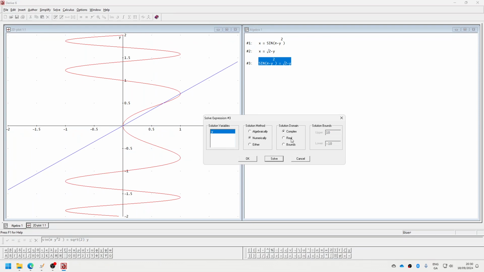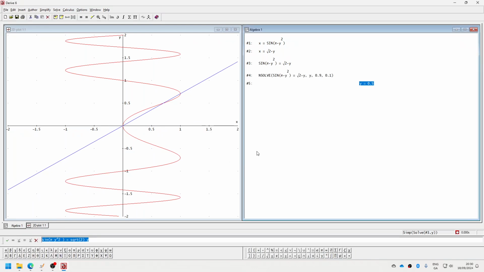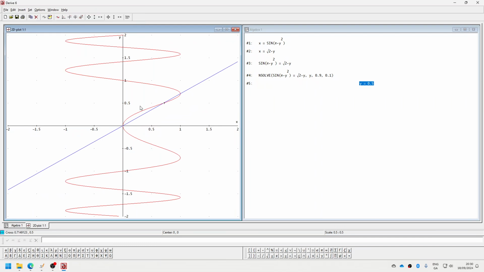Expression numerically, real bounds. 0.10. Oh, no, no, doesn't look like a half. Sine pi y squared equals square root 2 over 2. Because the y value is half, the x value would be square root 2 over 2. Right, so it's pi.